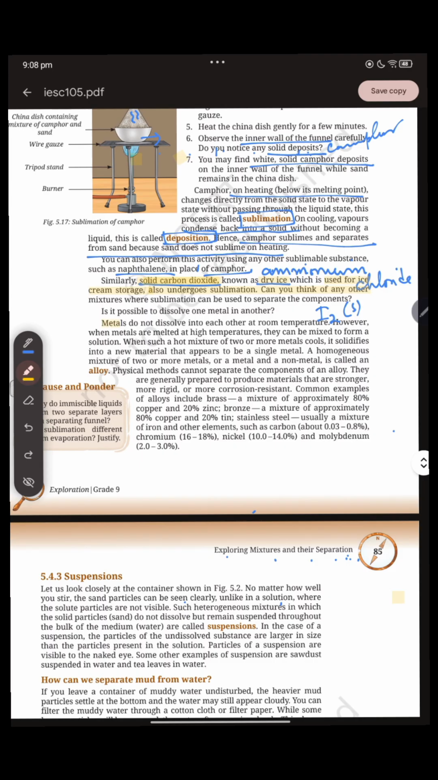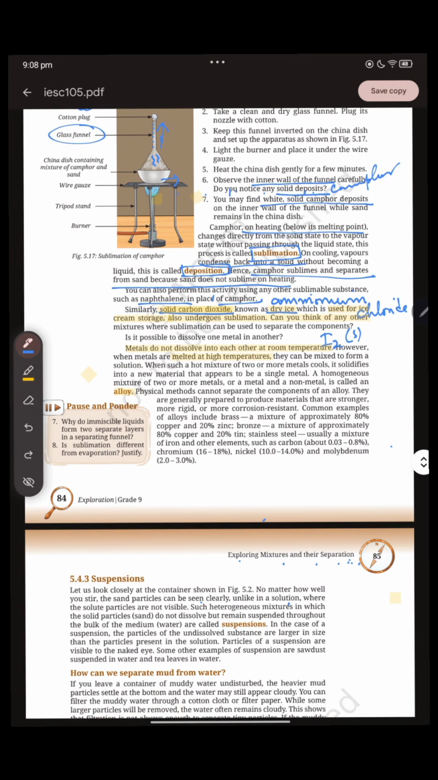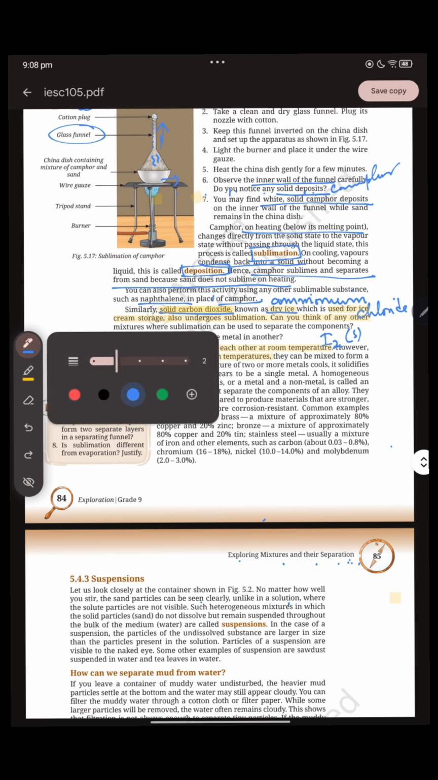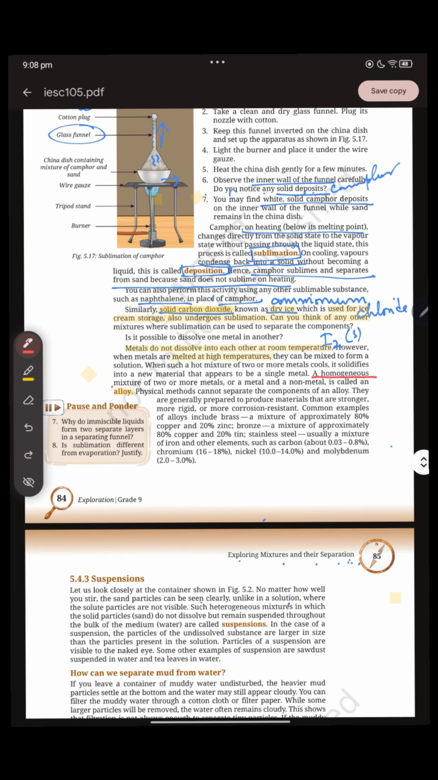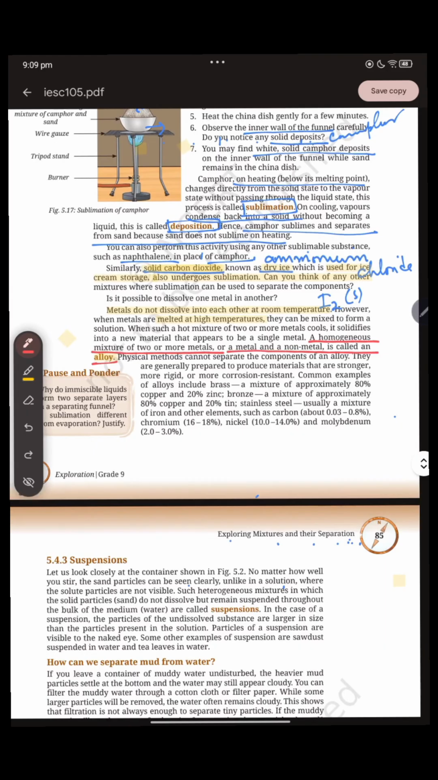Metals do not dissolve into each other at room temperature, but if you melt them at a higher temperature, yes, they do dissolve and give you a separate entity which is known as an alloy. So what is an alloy? An alloy is a homogeneous mixture of two or more metals, or a metal and a non-metal, right?